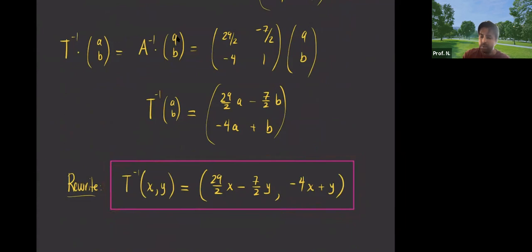So again, the inverse of a transformation is simply the inverse of the matrix associated with the original transformation T. Any questions about that?